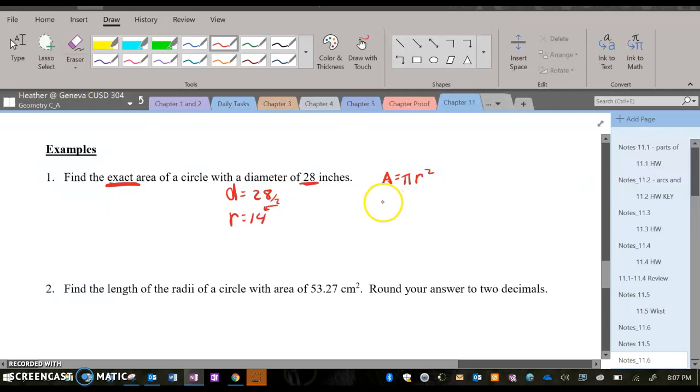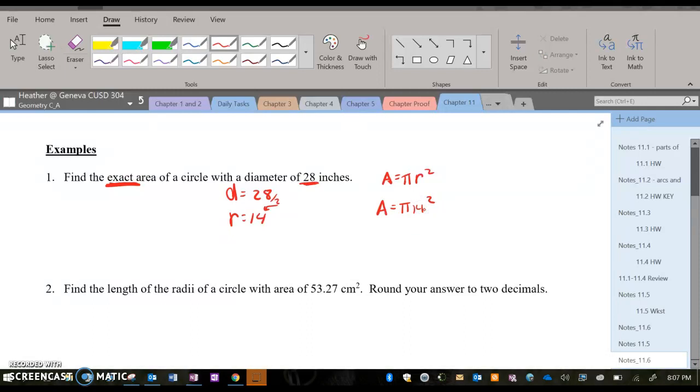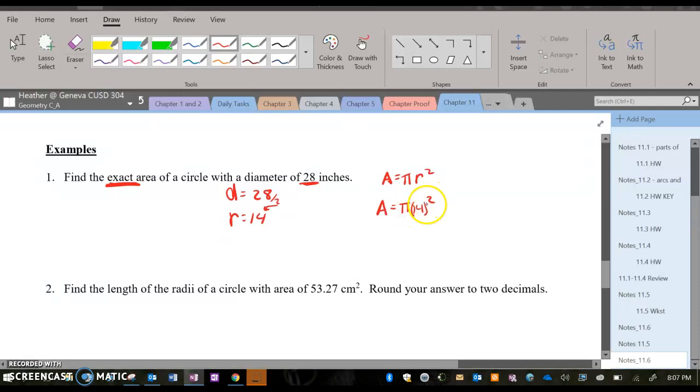And so I'm going to plug everything in. So we have A equals pi r squared. And the r is going to be 14. So A equals pi times 14 squared. So you're squaring that 14. So then here we have A equals 14 squared is 196 times pi. So the area is 196 pi inches squared.